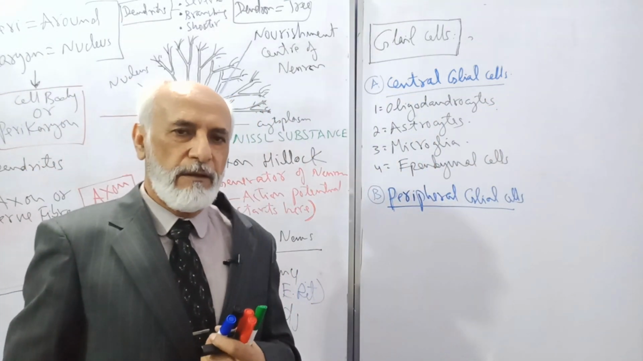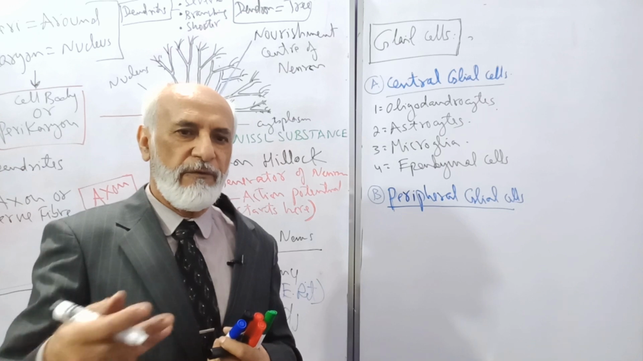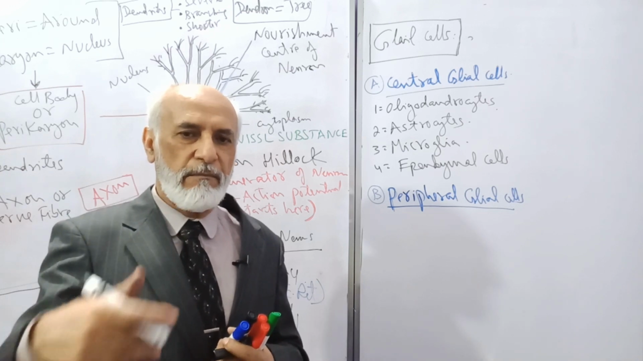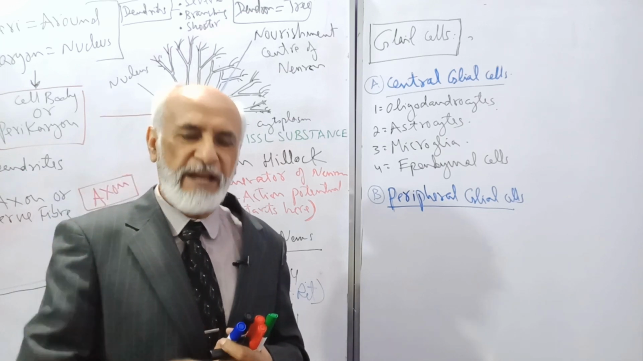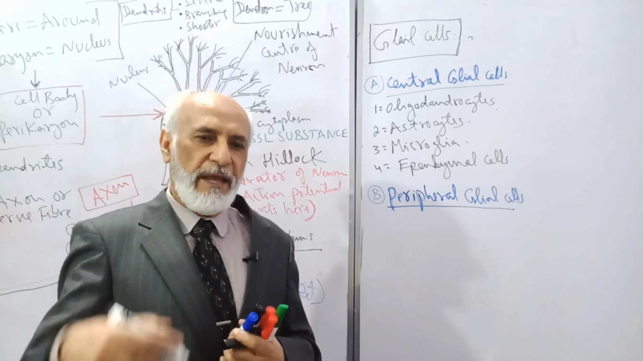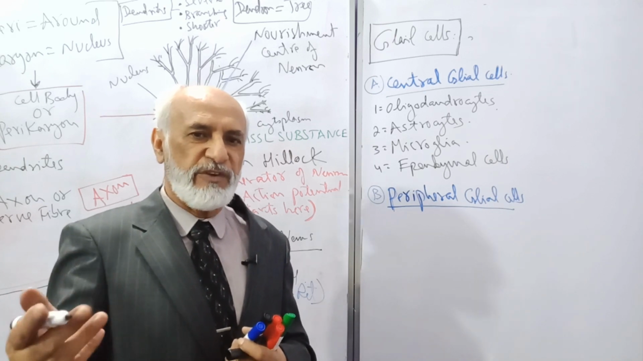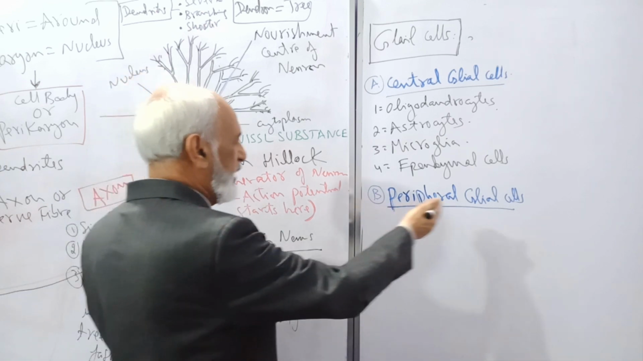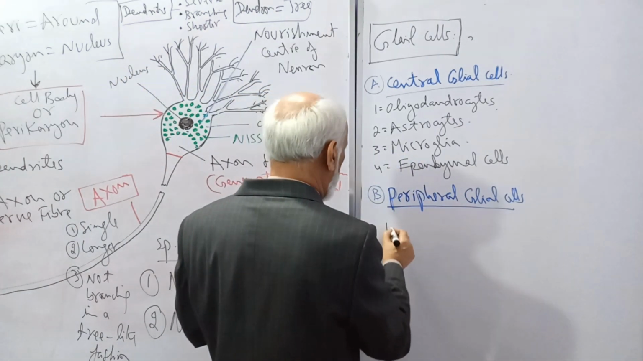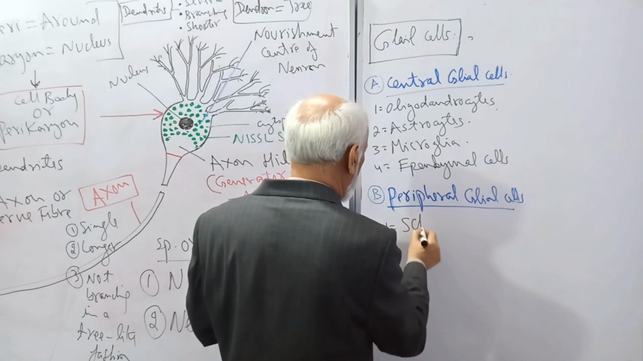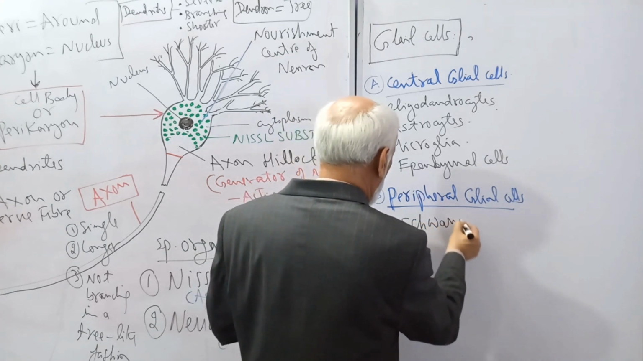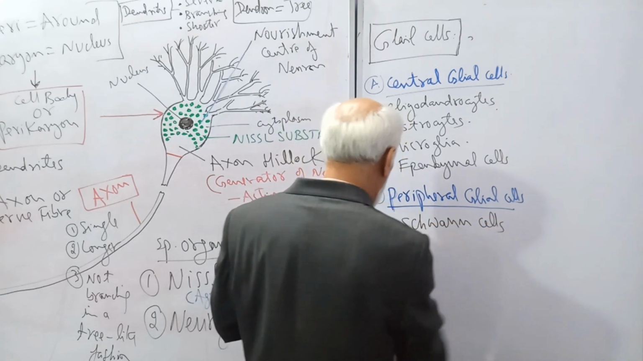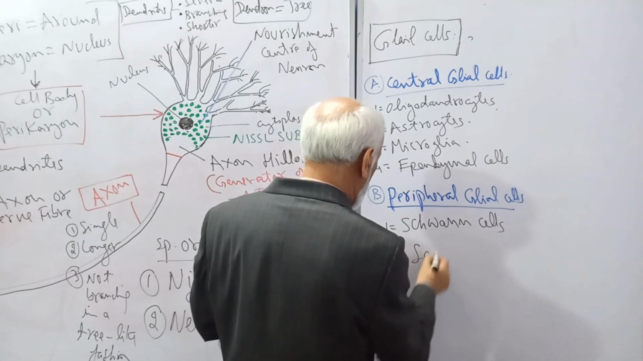Glial cells are located in the gray and white matter of the cerebrum, cerebellum, brainstem, etc., and spinal cord, the central nervous system. And there are glial cells which are associated with peripheral nerves, with ganglia. They are grouped as peripheral glial cells. Now, what are peripheral glial cells? Schwann cells and satellite cells.